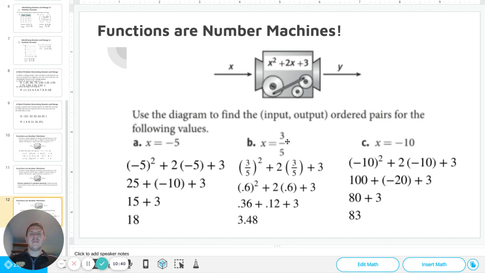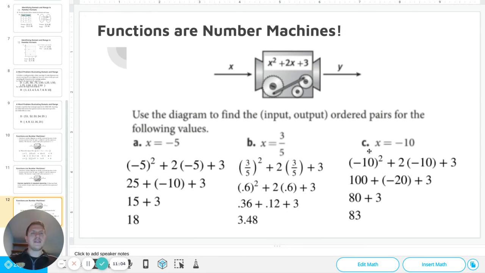With 3/5, I wrote this fraction as a decimal, so 0.6 squared plus 2 times 0.6 plus 3. 0.6 squared is 0.36 plus 1.2. I apologize, I'll have to redo my math. And then plus 3, that should actually give me 4.56, not 3.48. 4.56 for that.